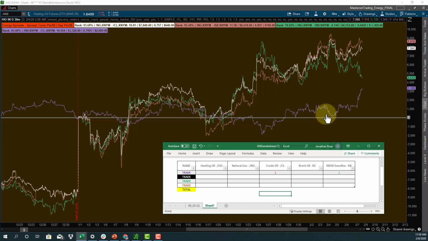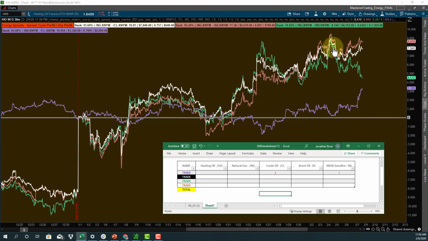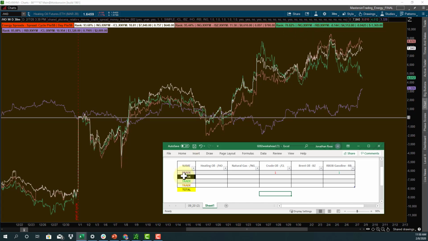At the same time, look how expensive these got. So let's take the green. The green, natural gas against RBOB. Green, natural gas, let's sell one. And then RBOB, let's buy one. Okay, so that gives us the green, that gives us the purple. Now let's do the white. The white's going to be natural gas against oil. So natural gas, again, we'll sell one, and then oil we'll buy one.